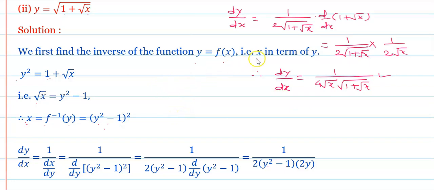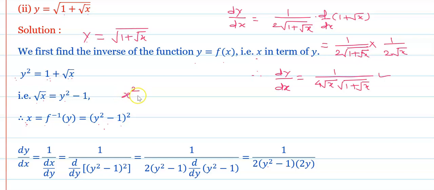Means express x in terms of y. Okay. Now we have y is equal to, what is that? y is equal to square root of 1 plus root x, squaring on both sides. Then here you will get y square is equal to square of this root sign, root and square will get cancelled, you will get 1 plus root x. Therefore, root x is equal to y square minus 1. Again squaring on both sides. Then you will get, what is here?